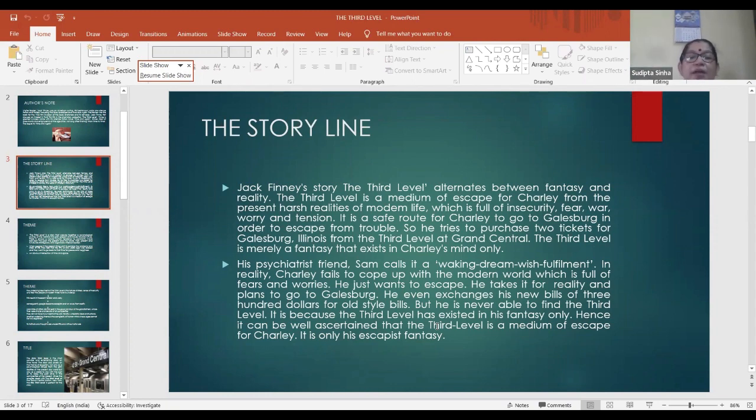That's why I would like to read up certain things. Charlie fails to cope with the modern world, which is full of fears and worries. He just wants to escape. He takes it for reality and plans to go to Galesburg. He even exchanges his new bills. That is his currency. He had only $300, but that also he had bargained for. He's never able to find the third level. It is because the third level has existed in his fantasy only. Hence, it can be well ascertained that the third level is a medium of escape for Charlie. It is only his escapist fantasy.